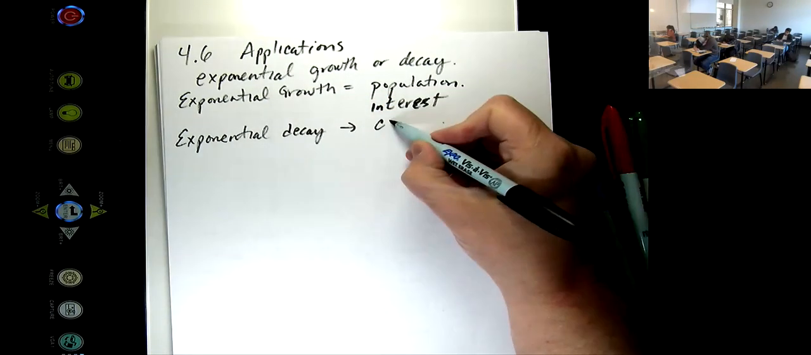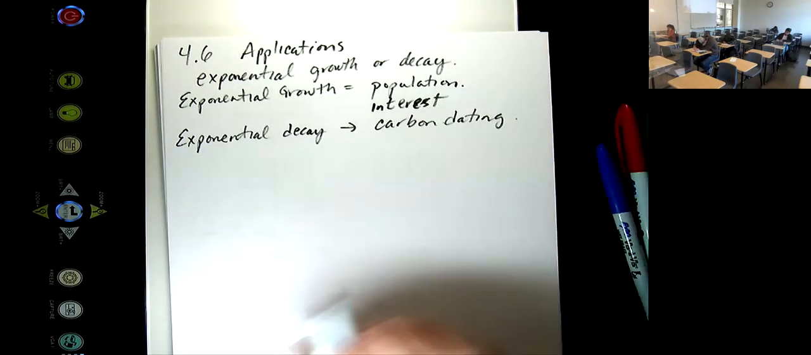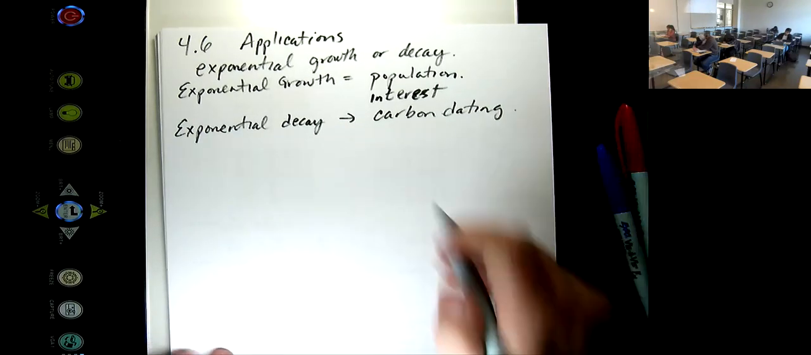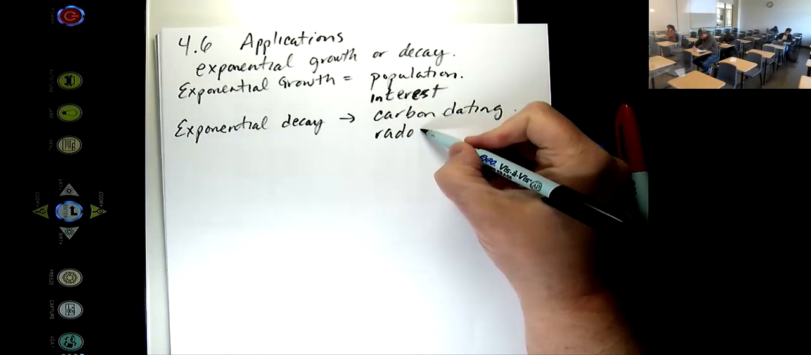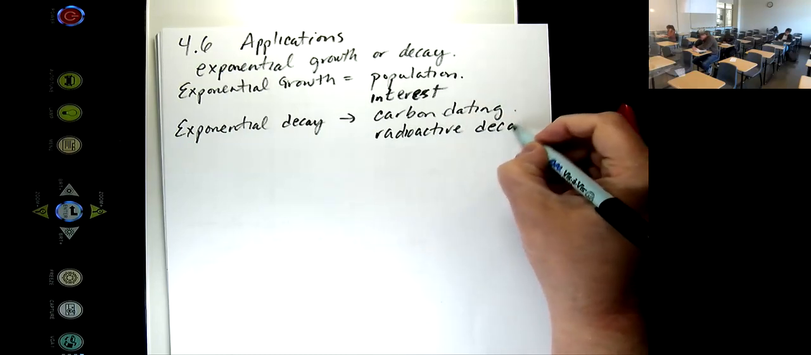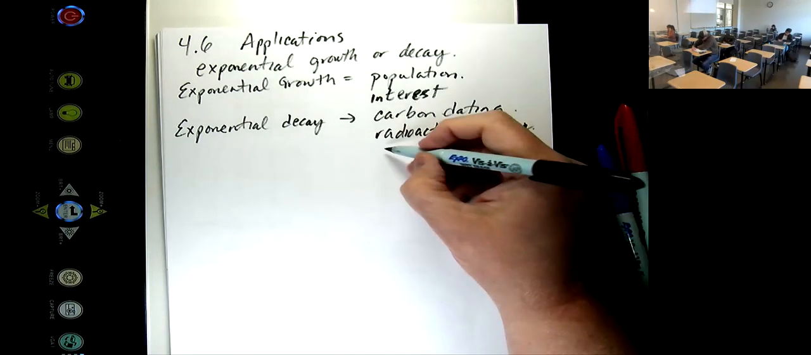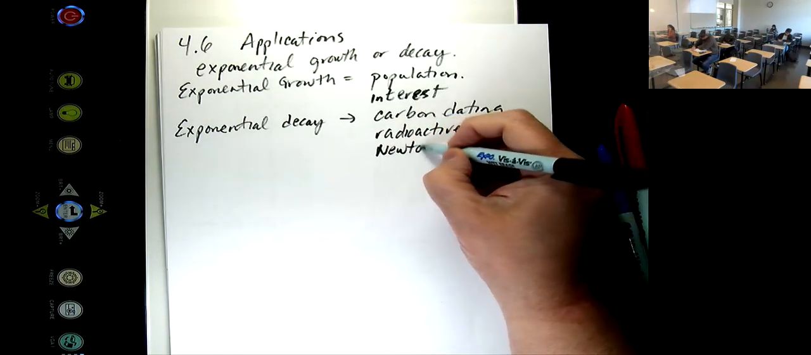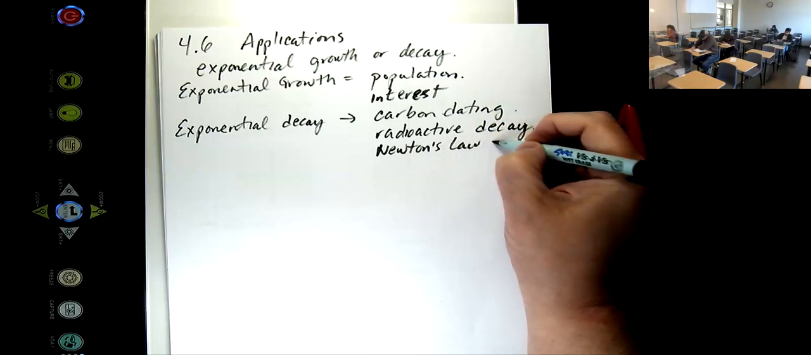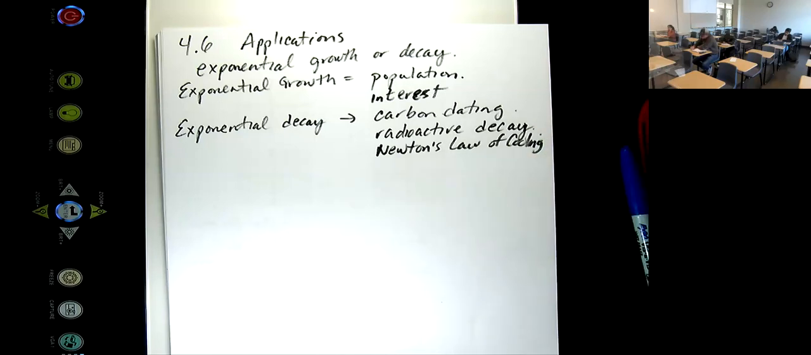Here you've got things like carbon dating, or radioactive decay. That's how carbon dating is done. It's the decay of the isotopes of carbon. There's also Newton's law of cooling. Heat dissipates in an exponential decay model.